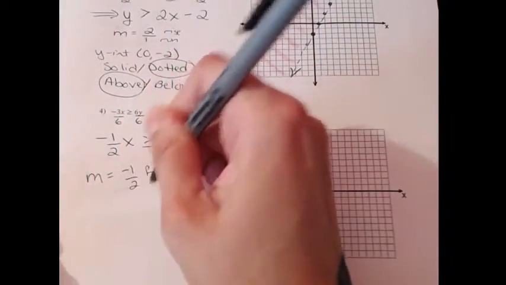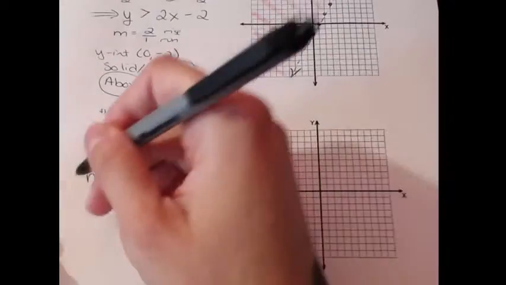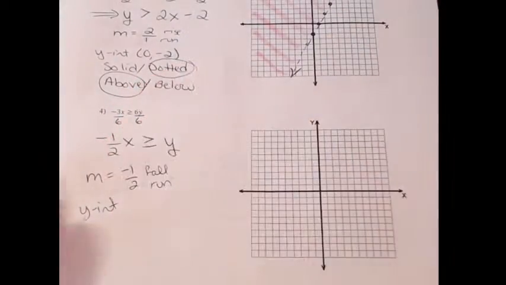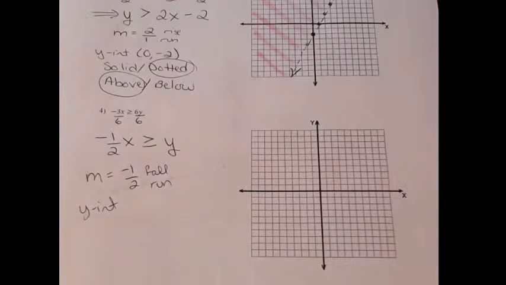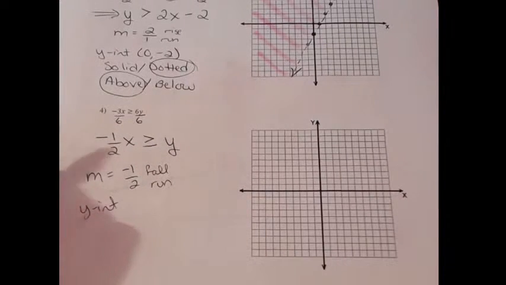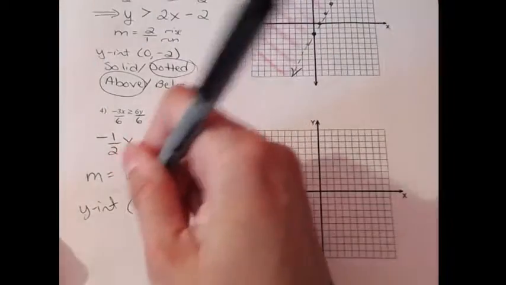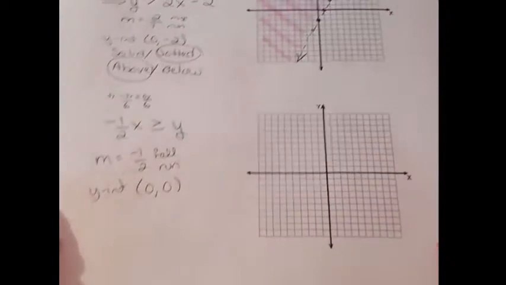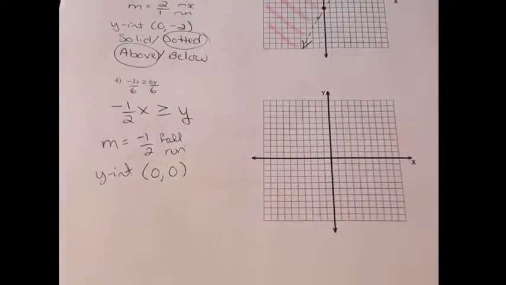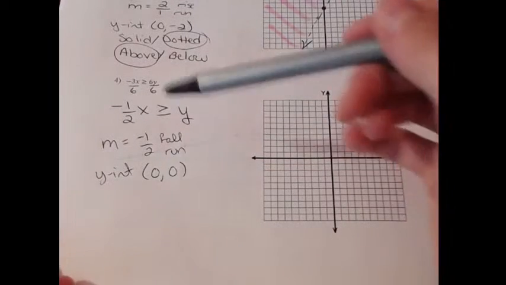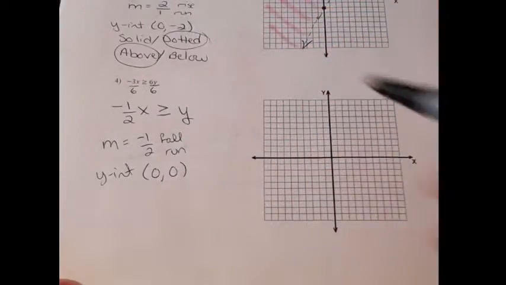This means I'm going to fall and then run. My y-intercept, now this is interesting. Recall that the slope-intercept form is y equals mx plus b. But there is no plus b. Oh, so it's plus 0? Got it. So my y-intercept is 0, 0. We've seen these before. It's just been a long time. So I could understand if some of you are like, wait, how do we do this again? It's okay. So our y-intercept is 0, 0.